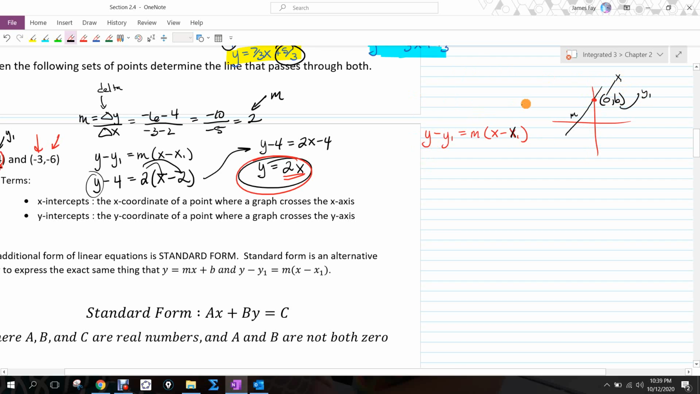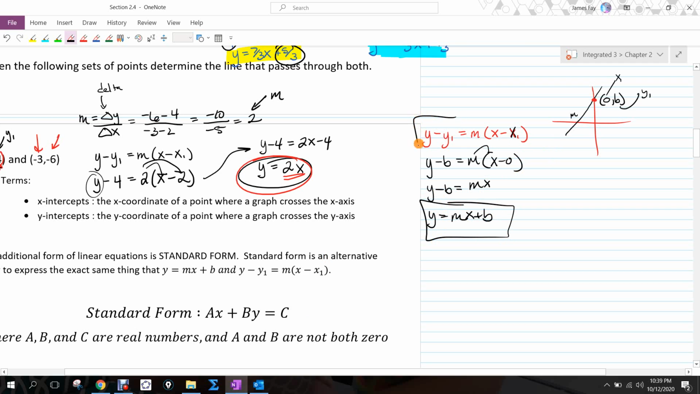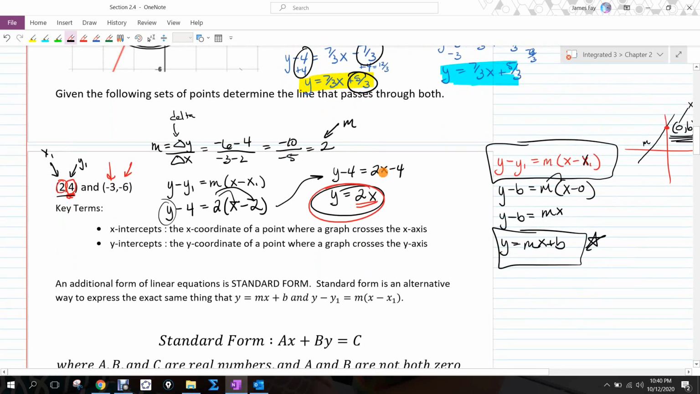That's y1. Plug those things in. I get y minus b is equal to m times x minus 0. Well, that's y minus b. If I distribute here, I get mx, and m times 0 is just 0. So now solve this for y. You get y equals mx plus b. So that there and that there are the same thing. This is just generated when we have a convenient ordered pair for x1 and y1. So that's point slope form and slope intercept form and how they relate to one another.